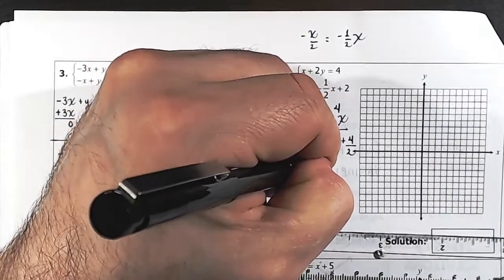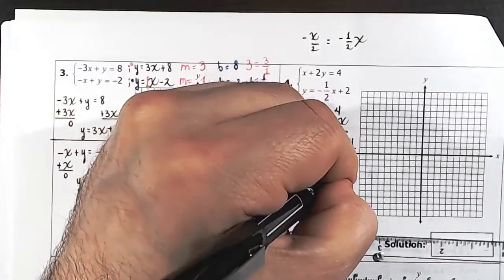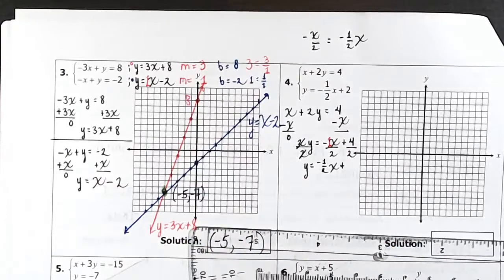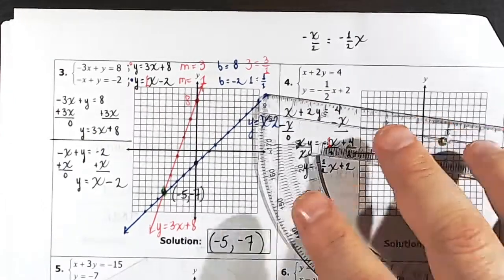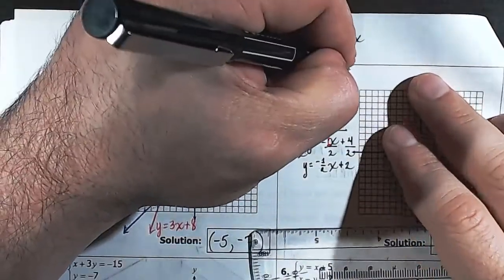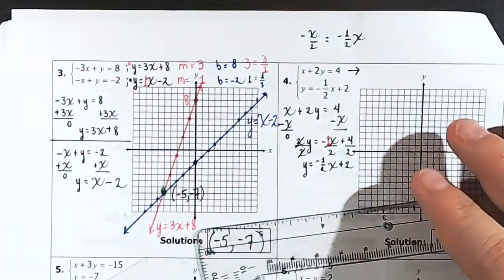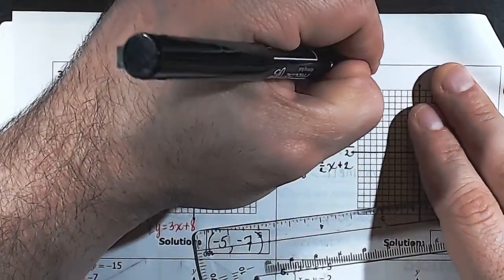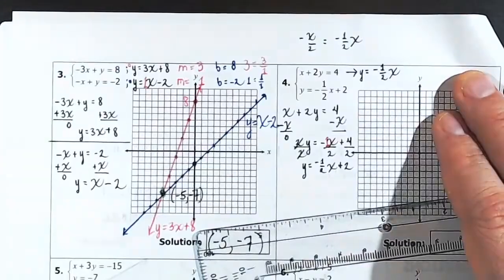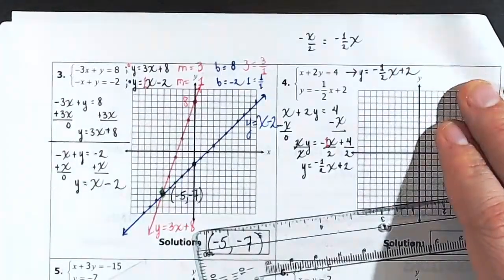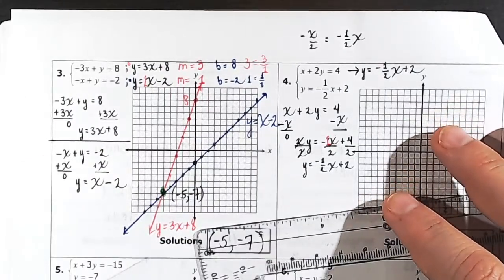So y equals negative 1 half x plus, and now I have to do 4 divided by 2. Well, 4 divided by 2 is just 2, so that's negative 1 half x plus 2. So this first equation up here becomes, you could do this with a right arrow like this. So this equation becomes y equals negative 1 half x plus 2. Okay? So we can identify now the slopes and the y-intercepts for both of these equations.